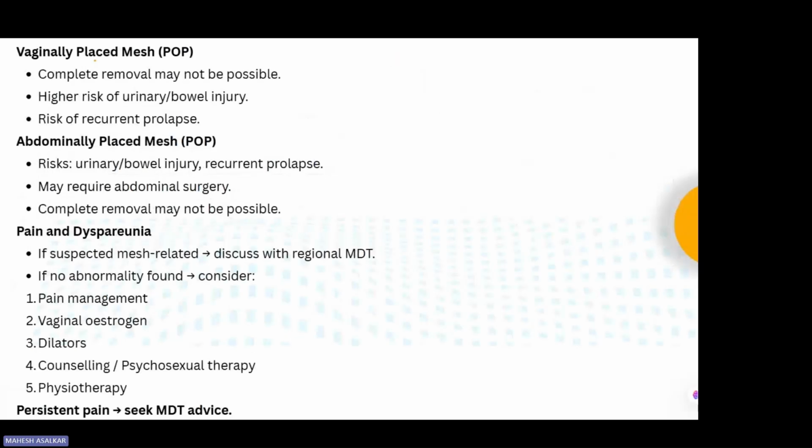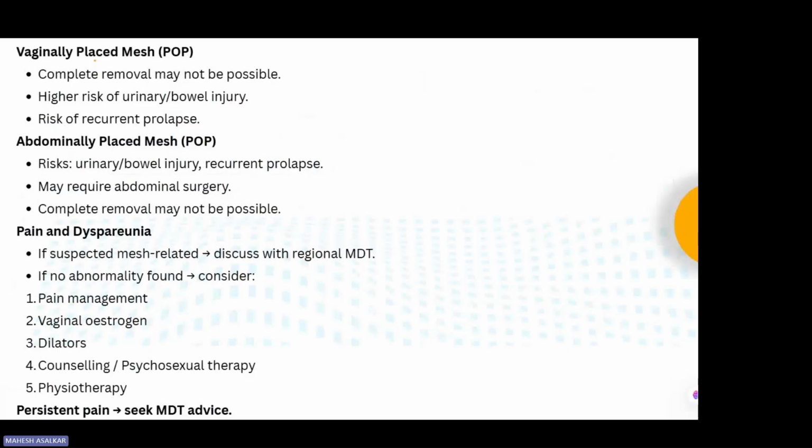Now, if you have used the mesh for pelvic organ prolapse, you need to discuss that complete removal may not be possible, there is a higher risk of urinary or bowel injury, and the risk of recurrent prolapse will always be there. If you have an abdominally placed mesh, there is a risk of urinary and bowel injury, recurrent prolapse may require abdominal surgery, and complete removal may not be possible.